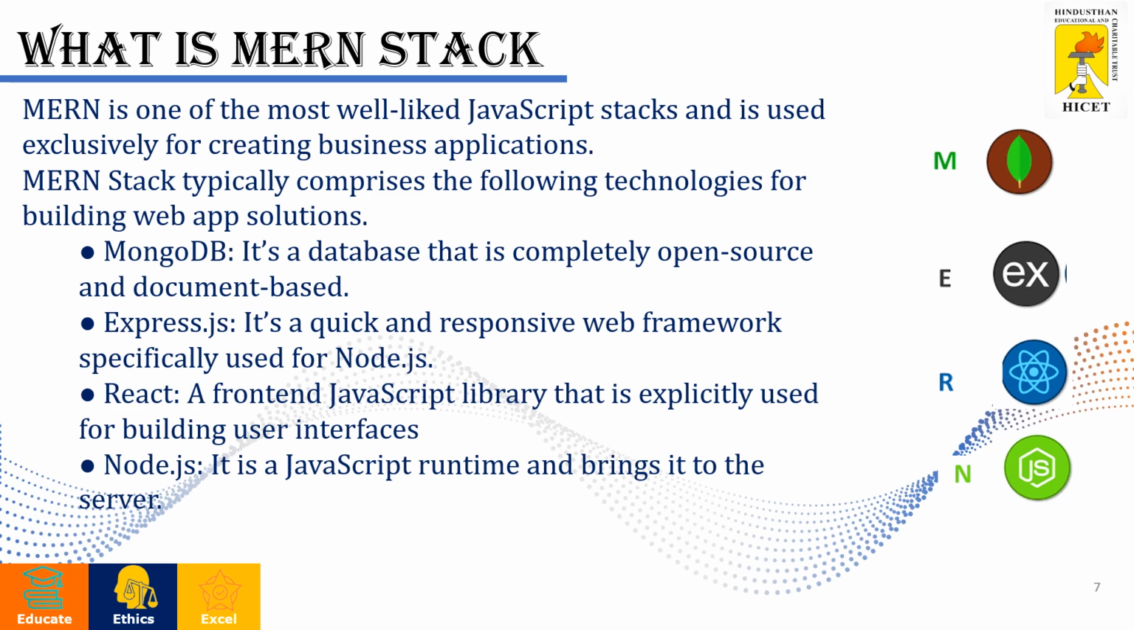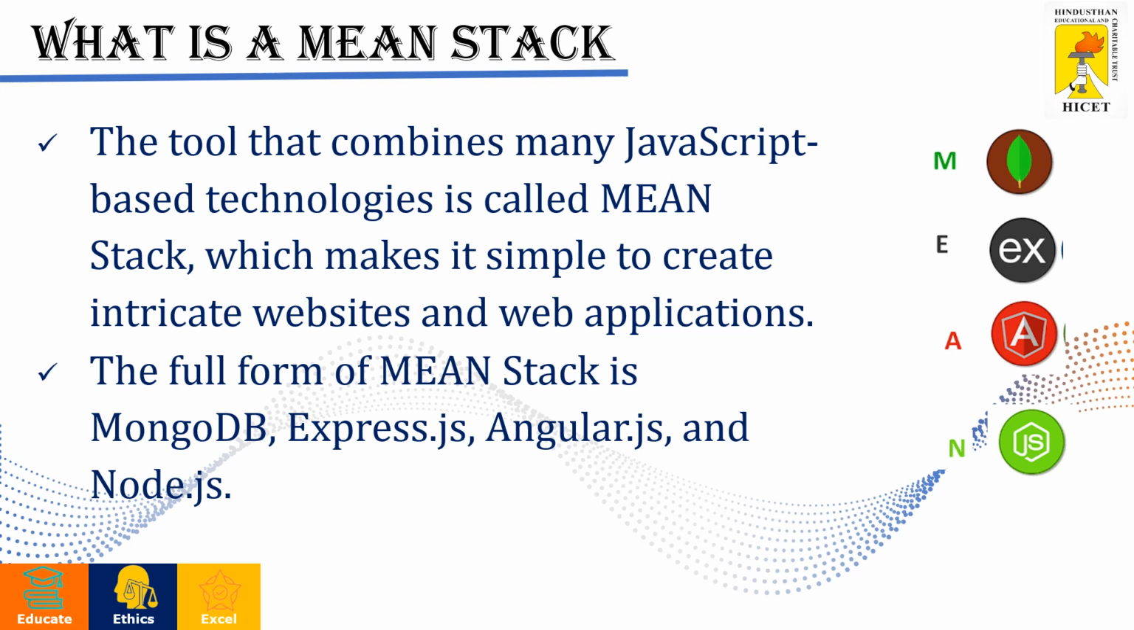The last one is the MEAN stack. Here, M stands for MongoDB, E stands for ExpressJS, A stands for AngularJS, N stands for Node.js. And the MEAN framework has been used for quite some time. This is because it allows us to use only JavaScript on the front end and back end, which can help us in speeding up the development process.